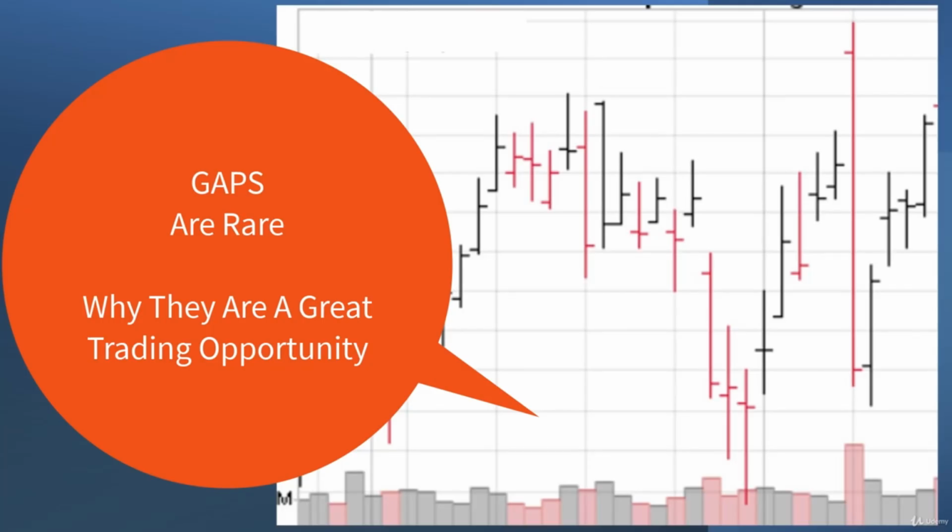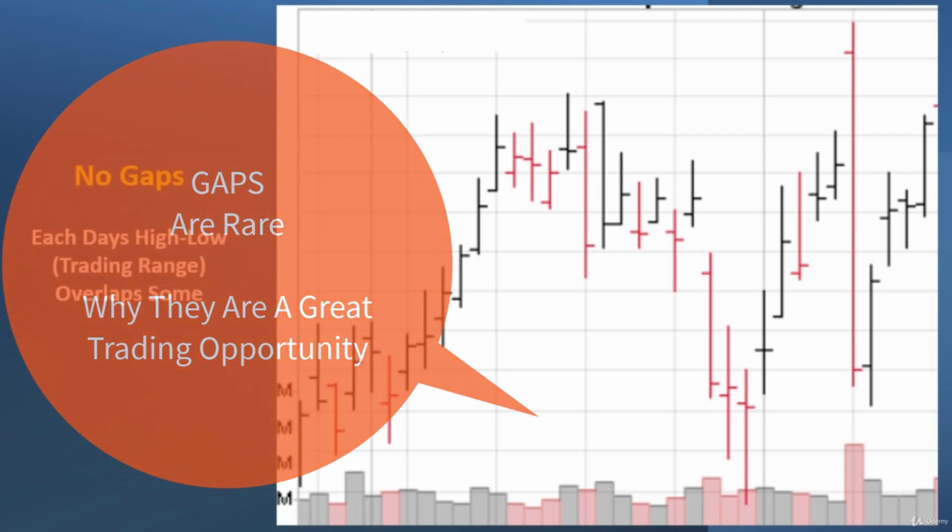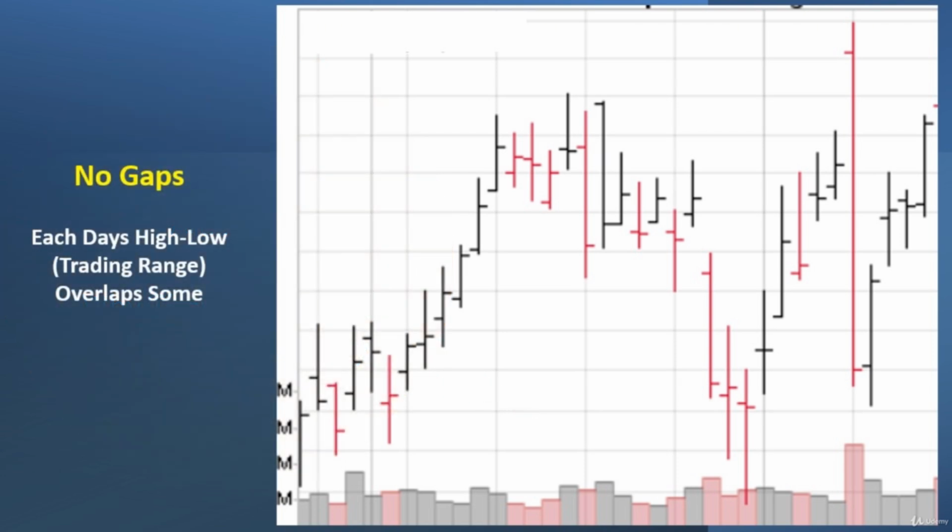Now, gaps are actually rare things. That's why they make a great trading opportunity, because something unusual has happened. There's been some significant event or significant news and it's caused a gap in the prices. A good way to identify it is to first understand what is typical, and that is there are no gaps. When you look at a chart like this, you'll see our opens and our highs and all that, but we're looking at the trading range of the highs and the lows.